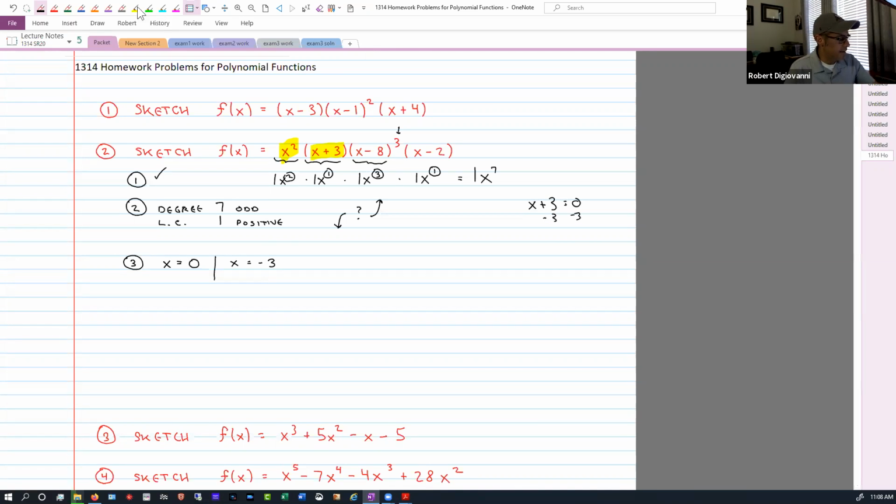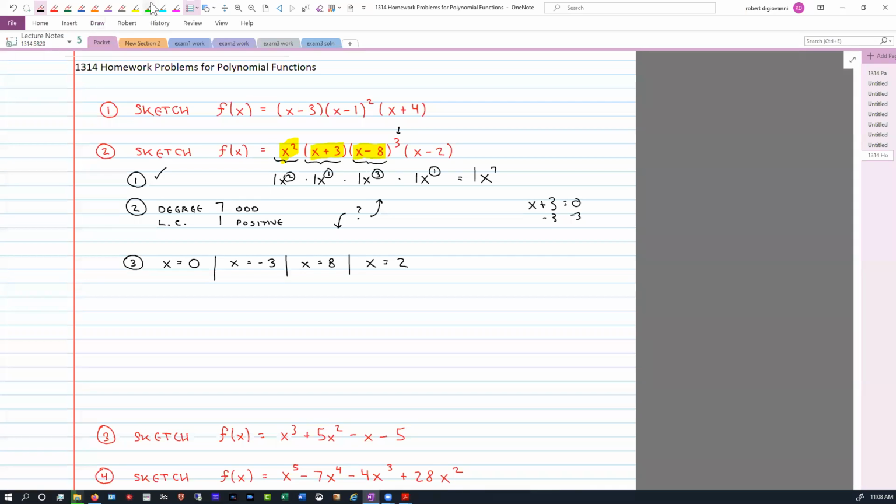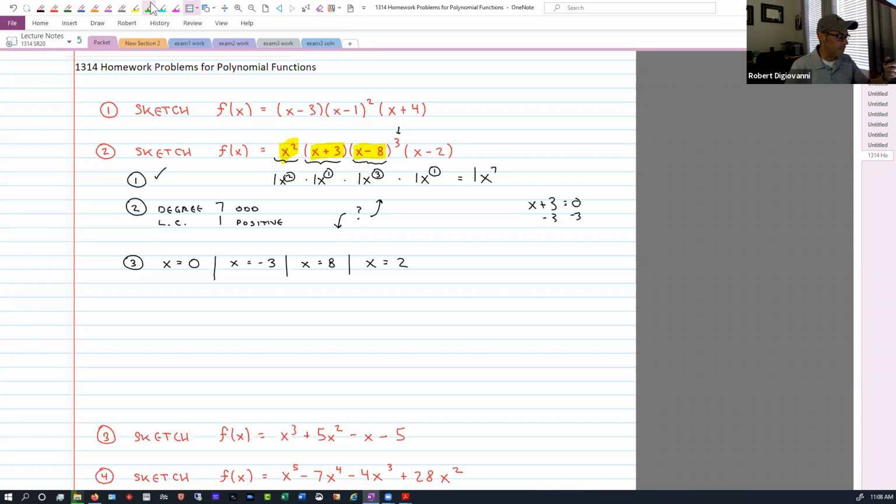And same with the x minus 8, and solve for x, we get x equals 8. And the last factor, we get x is equal to 2. So that's just setting each of those factors to 0. Now we need to figure out if we bounce or cross. And to do that, we go back and look at the power on the factor.